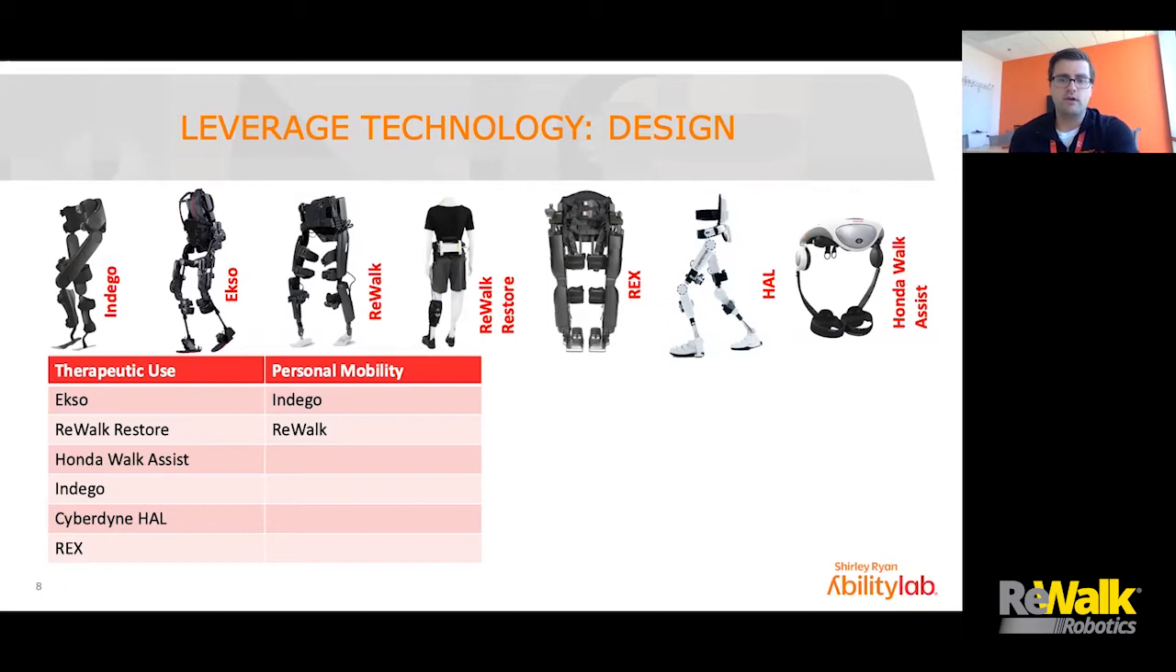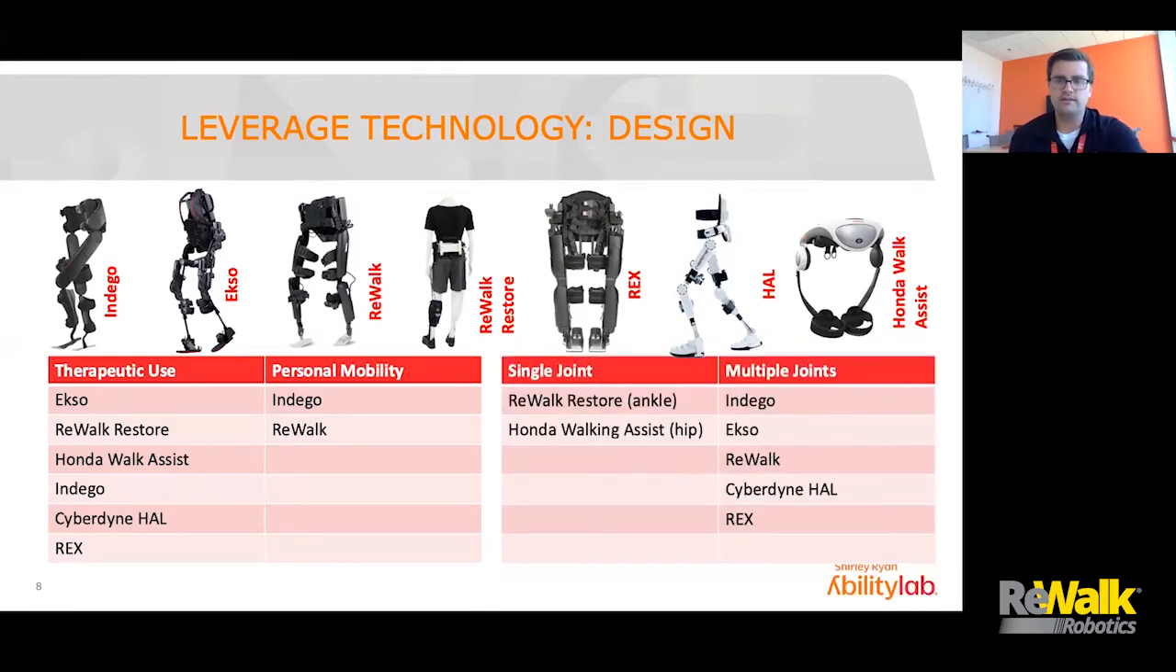And then going back to the impairment thing, the thought of does it cross a single joint? Does it involve multiple joints?